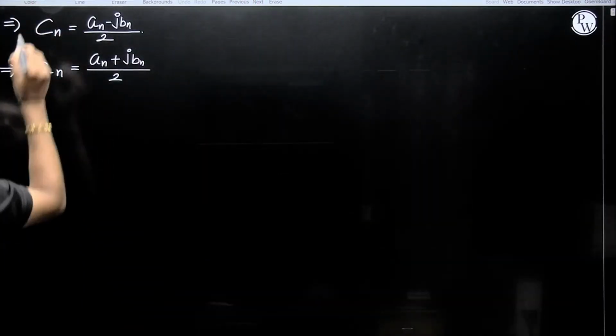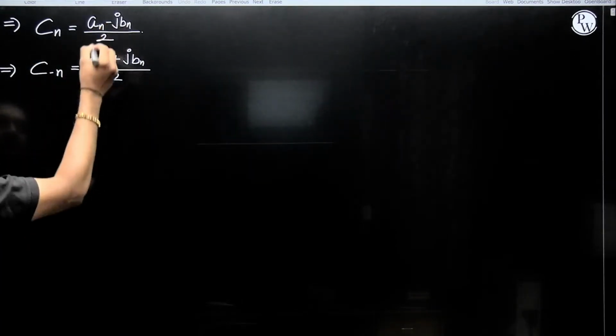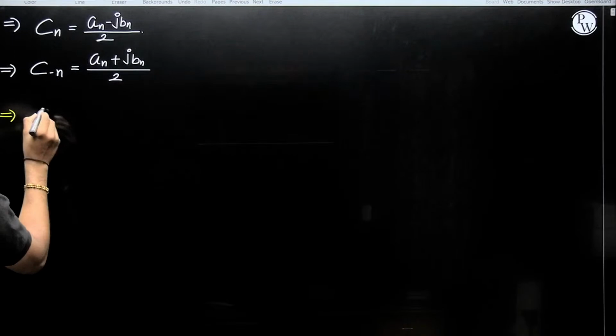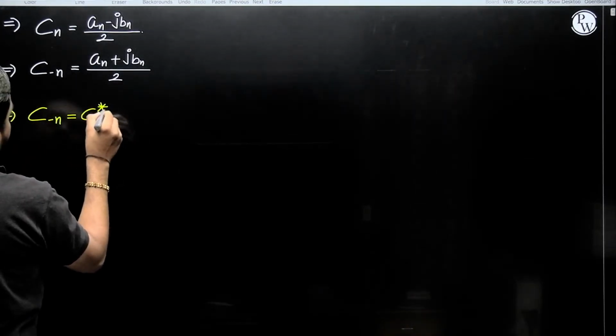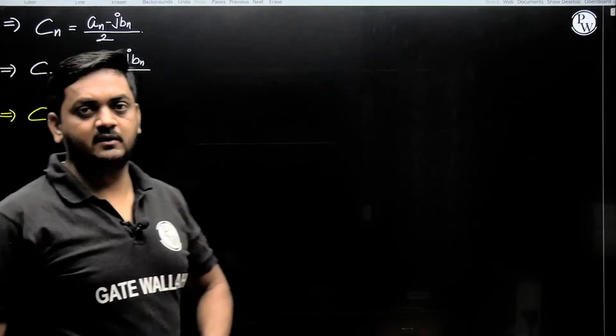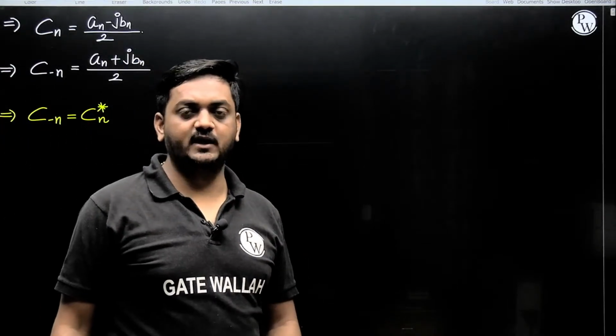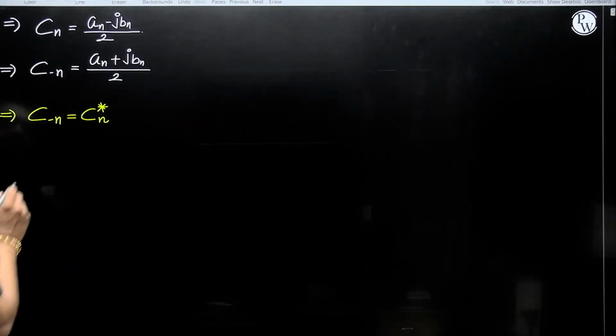Now, what is the relationship between c n and c minus n? Minus j becomes plus j. They are conjugates of each other. You can see here, conjugate of each other. So we have c n, and if we want to calculate c minus n, then it is simply the conjugate of c n.